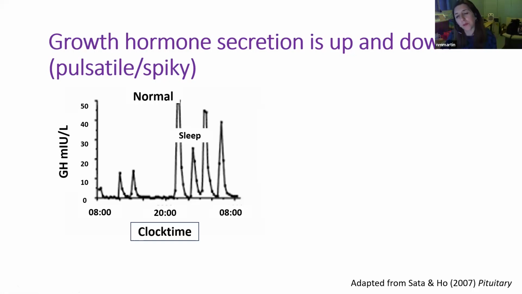Now, I was thinking when I was putting this slide together, I wonder if that's why there's a recommendation as old as the hills really, about having a good night's sleep, because maybe some of it is for us to actually get all that lovely growth hormone overnight. I don't know, but certainly growth hormone is up and down and it's secreted a lot whilst we're asleep.